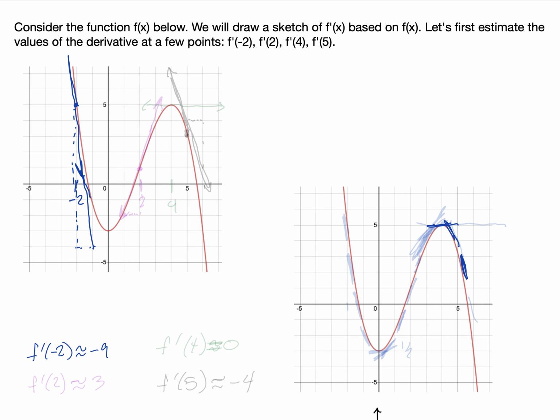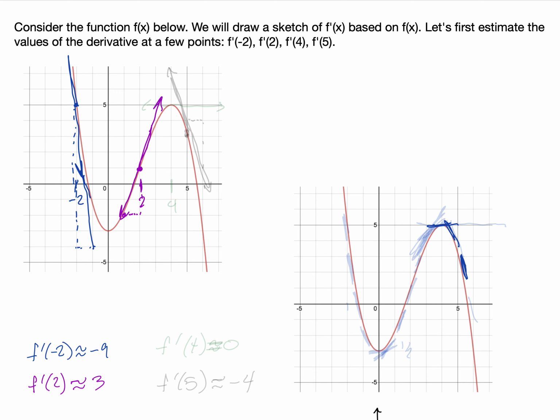Then for our next value, f prime of 2, so here is 2. And for f prime of 2, we want the slope of the tangent line at that point. We see that the tangent line is doing something like this. Again, this is just an estimate, but it looks like maybe for every 1 that it goes over in x, it goes up 3 in y. So f prime of 2 could be estimated at about 3.